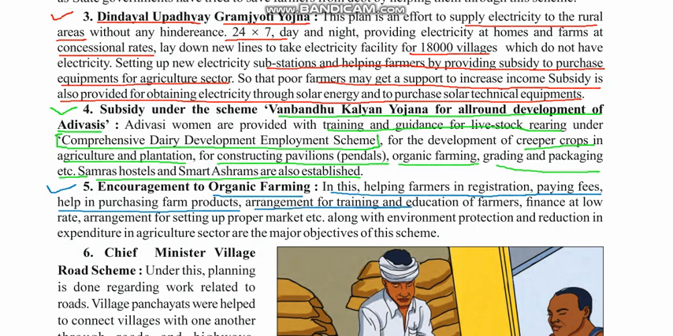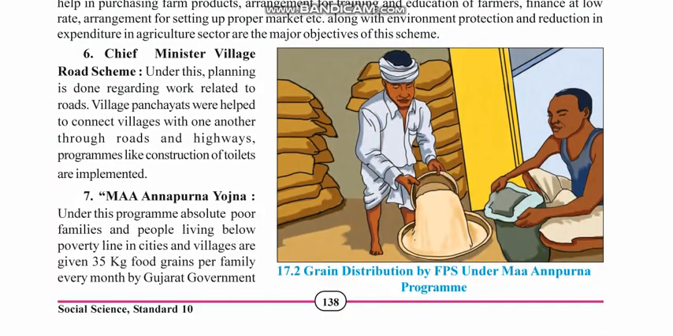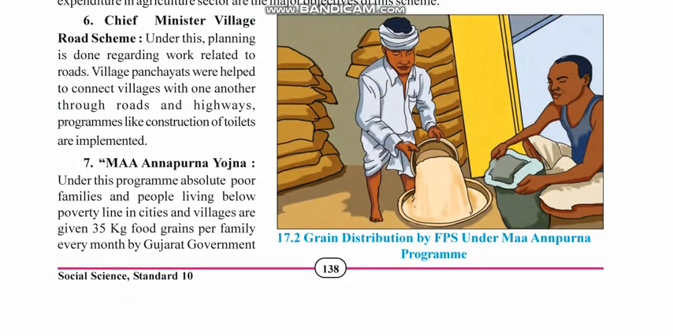Arrangement for training and education of the farmers, finance at low rate, arrangement of setting up proper market, etc. is also done. Along with environment protection and reduction in expenditure in agriculture sector are the major objective of this scheme. Okay, so it is to protect the environment also. At the same time, it is also to see that the expenses on the agriculture sector should be reduced as much as possible, right?